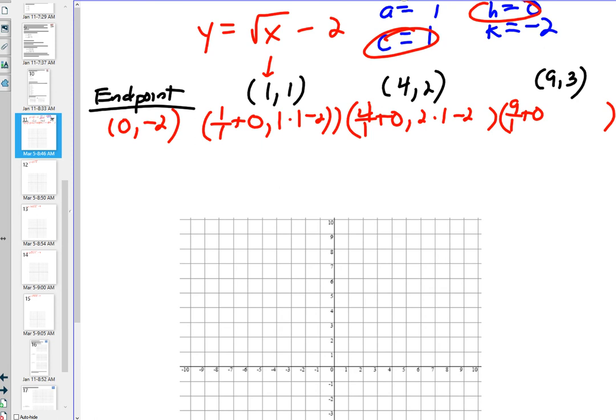I don't normally recommend doing all the points at once. I would just go one point at a time, but I'm just trying to emphasize the point. 3 times 1 minus 2. Just want you to see that we're doing the same thing to all these points. The points themselves are different, but we're applying the same transformation to all of them. Now let's do mental math.